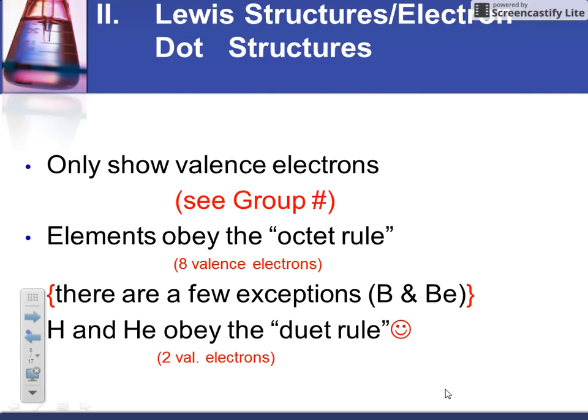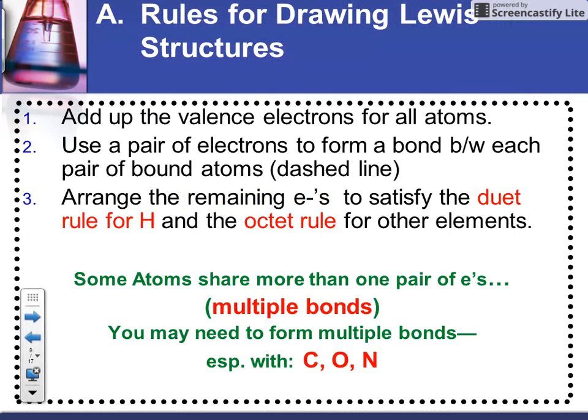Also remember that the elements obey the octet rule, which means they want to have 8 valence electrons. There were a couple of exceptions, but we'll look at those once we have done a good number of these Lewis structures that follow the octet rule. And hydrogen, of course, obeys the duet rule, which means he wants to be like helium and just have 2 valence electrons.